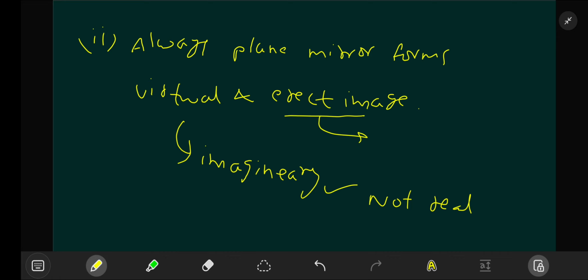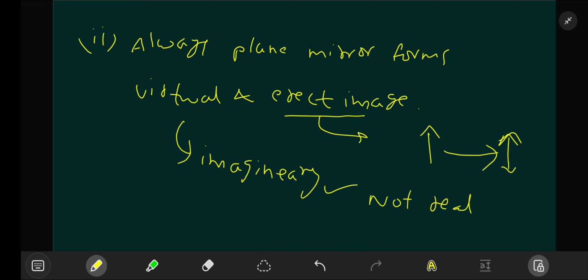And erect means if you stand in front of a mirror like this, the image will also appear like this only, not inverted, not like this. If it appeared upside down, that is called inverted, but it will appear like this only, that is erect. If you stand, the image also shows as standing. Our head is on the top and legs are on the bottom.